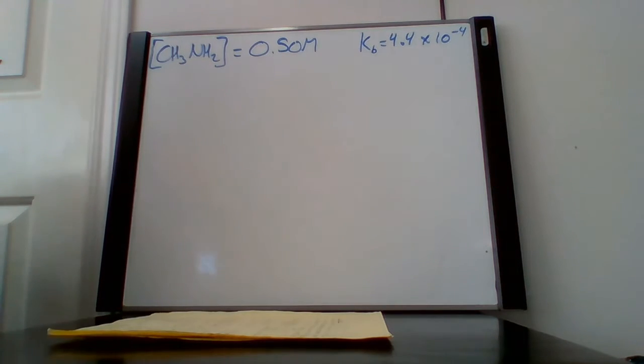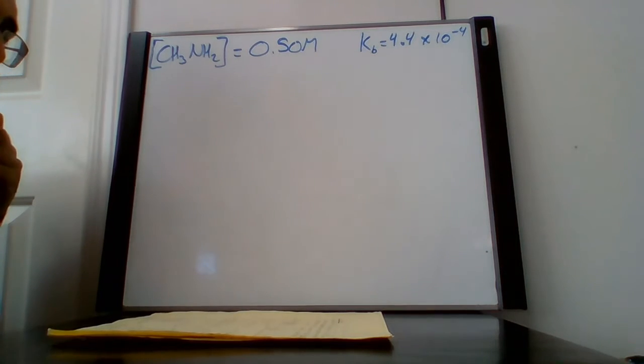Hi folks, welcome back to our discussion on KB values. We've gone through the KA examples. We're now going to deal with the KB.